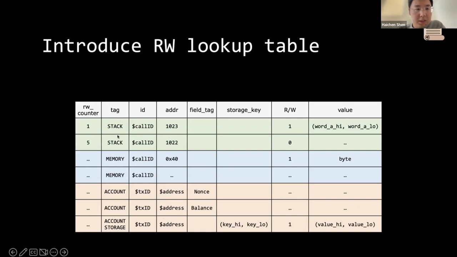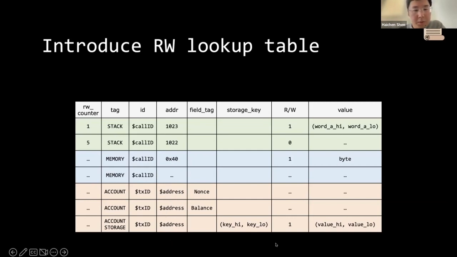For the address in the stack, it's just the stack pointer. The maximum value would be 1023. Actually, if it's 1024, that means the stack is empty. So the first element you can write into the stack is 1023, and the next element you can write into is 1022, and so on and so forth. For the memory, it's a byte-addressable memory address. And for the account, you have the account address here.